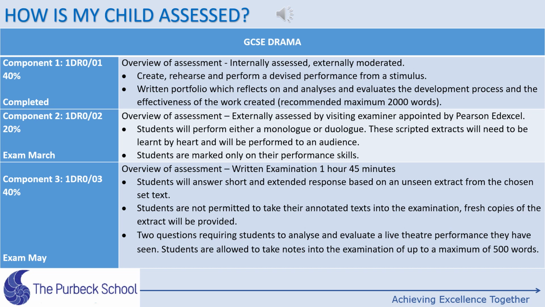Finally, the third unit is a written exam of 1 hour and 45 minutes. There are two sections to this exam. Part A explores the centre set text, which for summer 2022 is Arthur Miller's play, The Crucible. Students answer short and extended response questions on an unseen extract from the chosen text. They are not allowed to take annotated copies of the script into the exam and will be provided with a fresh, clean copy of the extract.